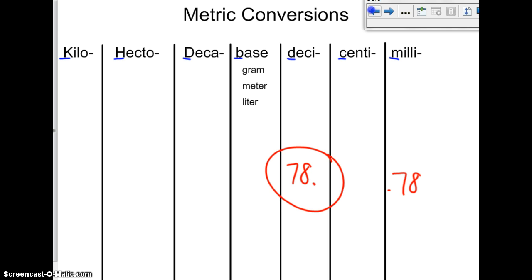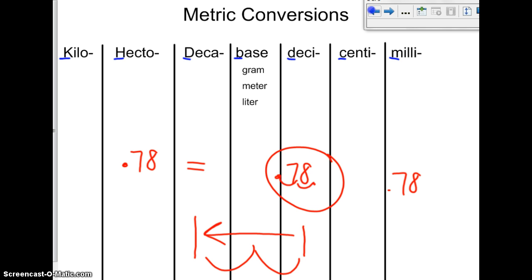So, if we are moving from decigrams to decagrams, we are moving one column, two columns in that direction. We need to move our decimal that many times and in that direction. So it is 1, 2. We have 0.78 decagrams.